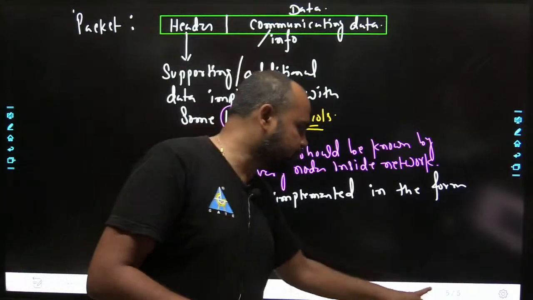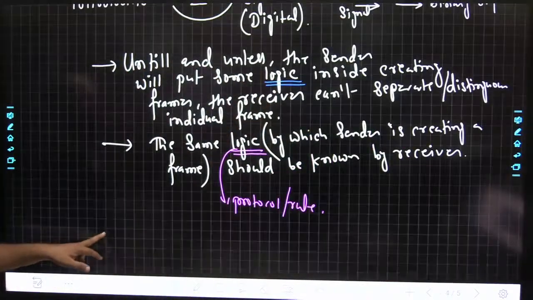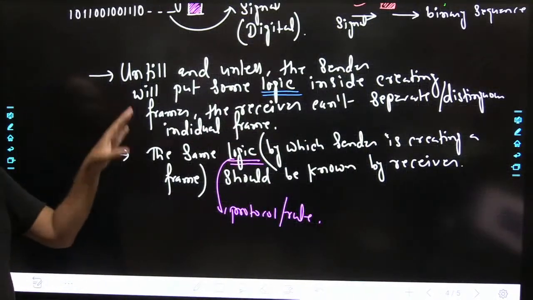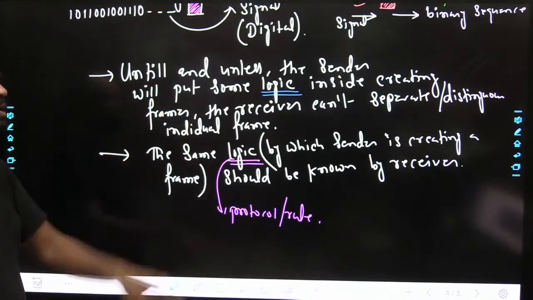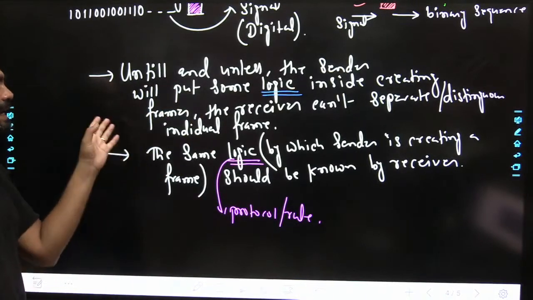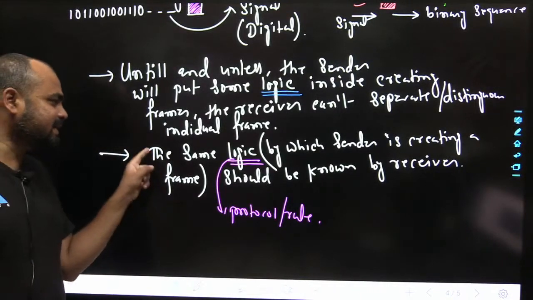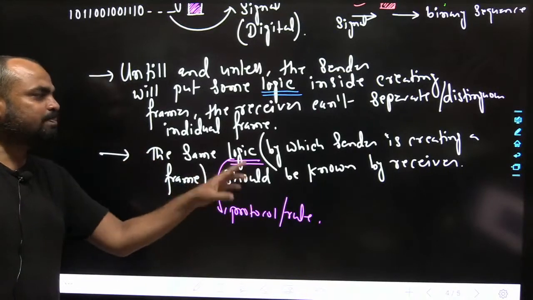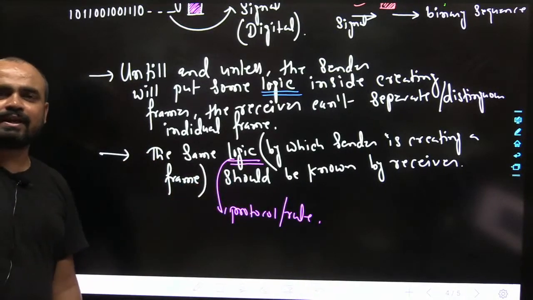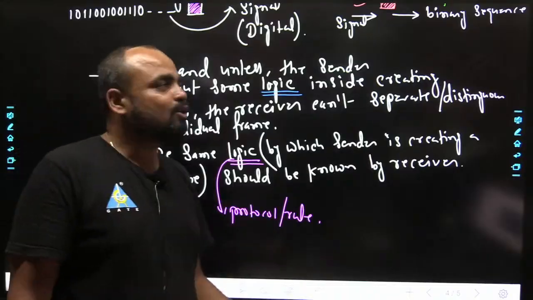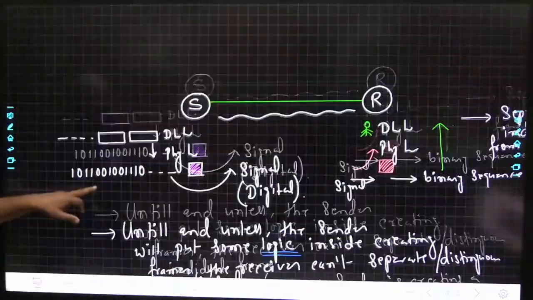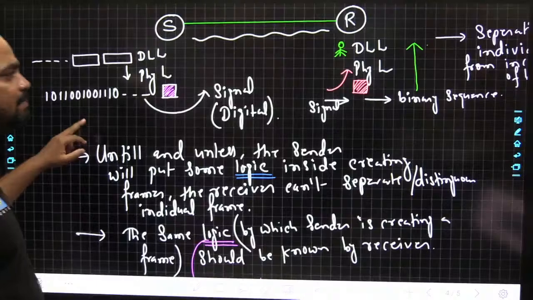Okay, now let's come back. What I have told you is that until and unless the sender puts some logic inside while creating a frame, the receiver cannot separate or distinguish individual frames. The second point I have written is that the same logic should be known by the receiver. And what is that particular logic? Please try to understand. What is that particular logic?